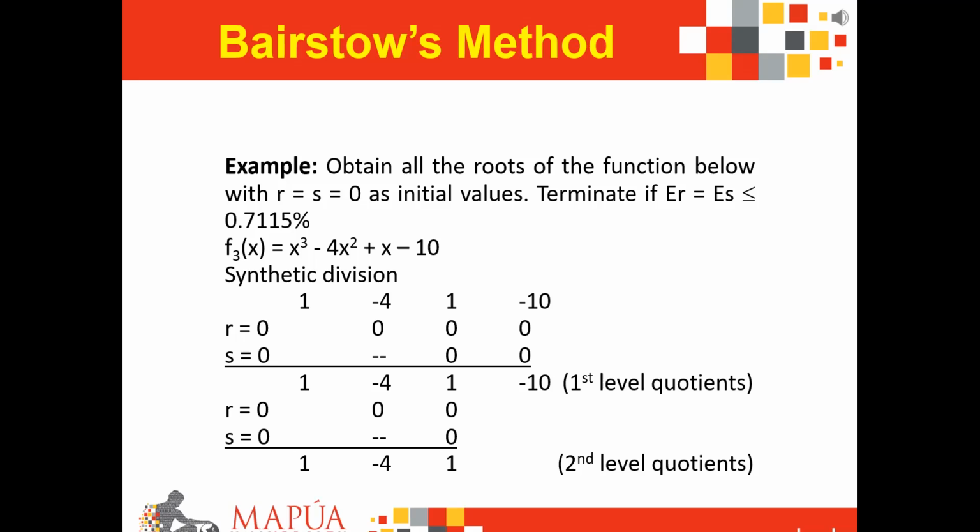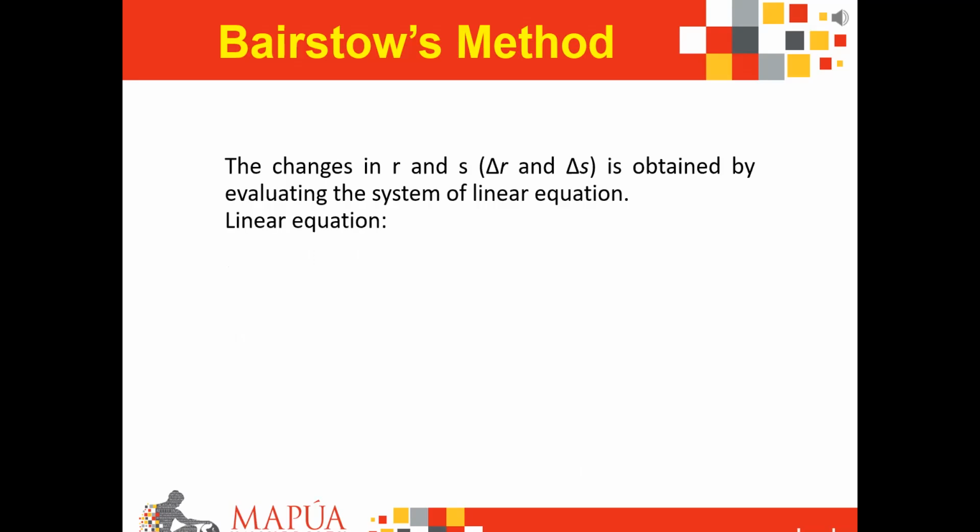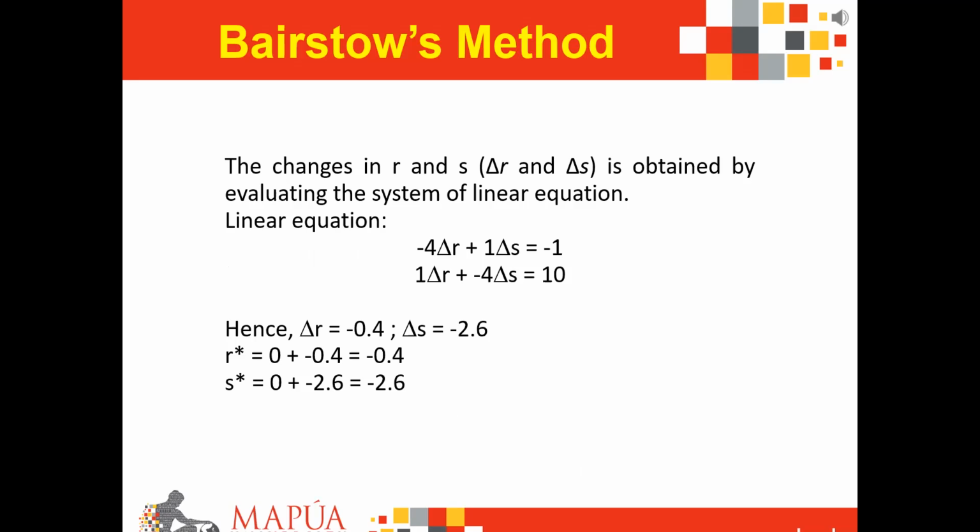We then use these coefficient values for your linear equation in order to establish the change in R and the change in S. Thus, the change in R and S are obtained by this given linear equation, whereby you have -4 delta R plus 1 delta S equal to -1, and 1 delta R plus -4 delta S equal to 10. Solving for delta R and delta S gives us a delta R equal to -0.4 and a delta S equal to -2.6.